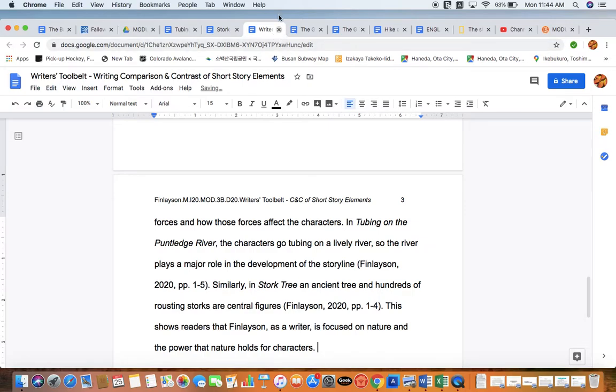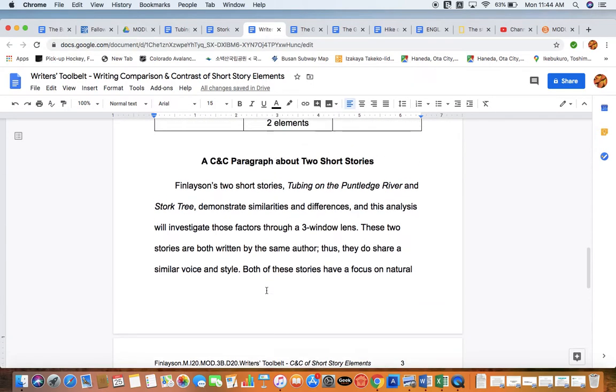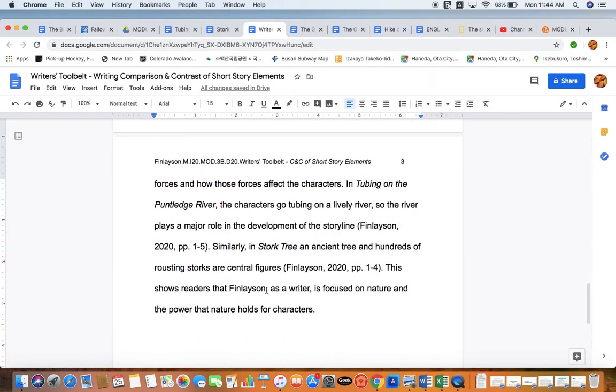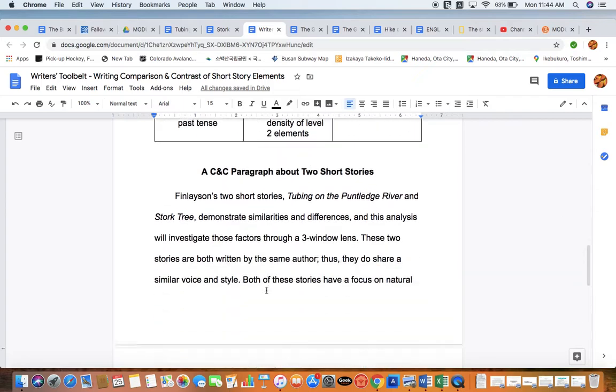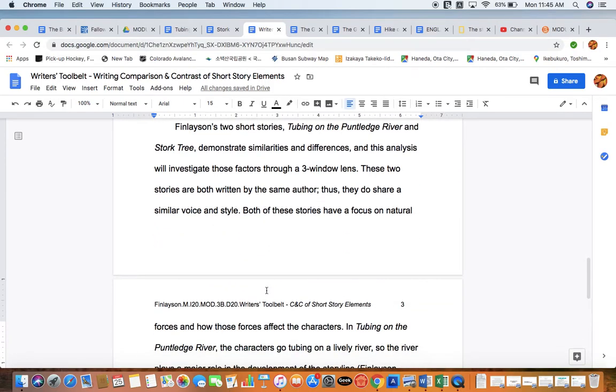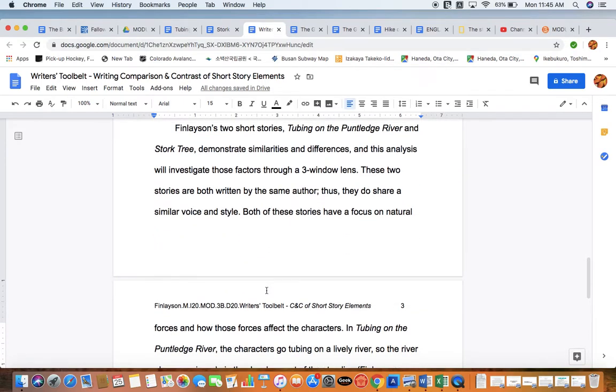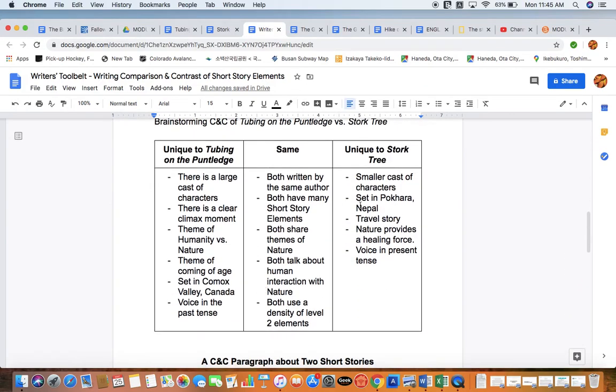So there we go. This is an example of exactly what you should be doing to support a position of similarity. Now, normally you would include at least 2 or 3 examples of similar points. So the first thing I talked about there is how there's a focus on natural forces, which is common to both of them. Now I want to demonstrate a point of difference.